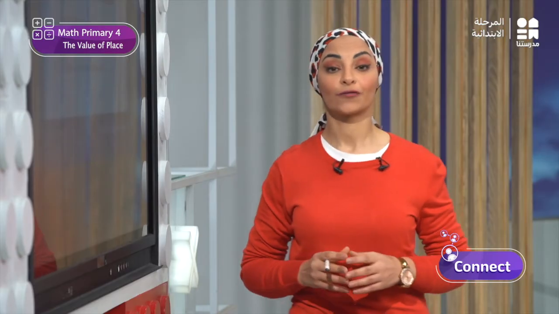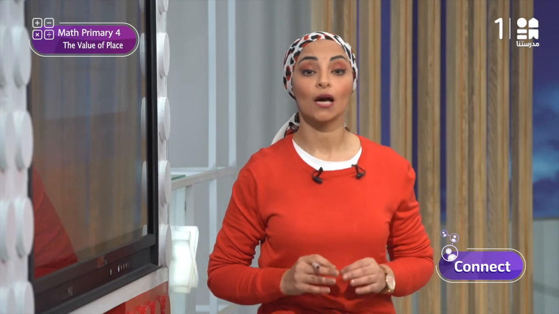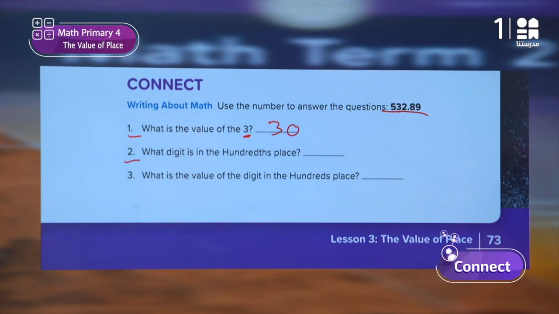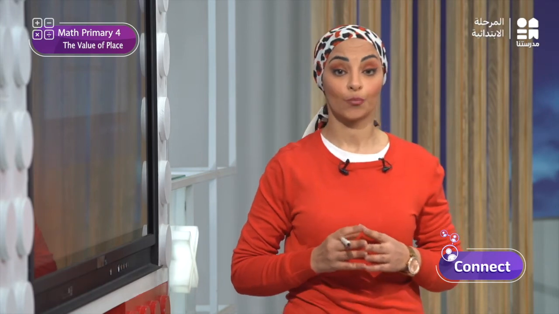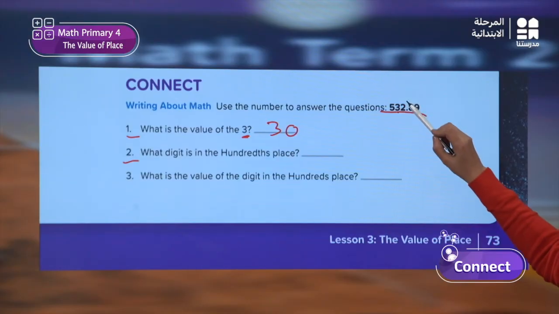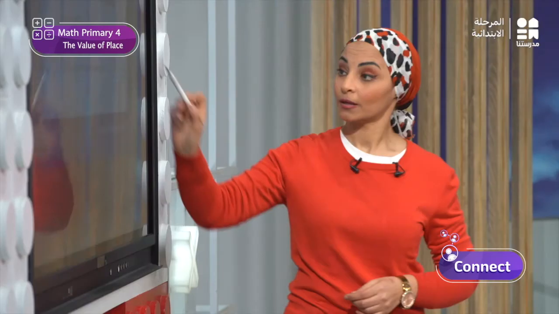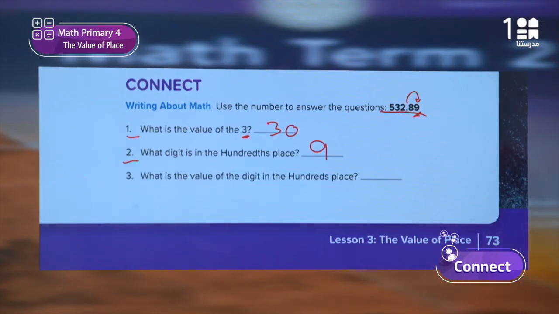And identify the digit in the 100th place. This is the second question. Okay, here, where is the 100th place? It is the second number on the right of the decimal point. Second number on the right of the decimal point, which is what? Which is 9. 9 is in the 100th place.